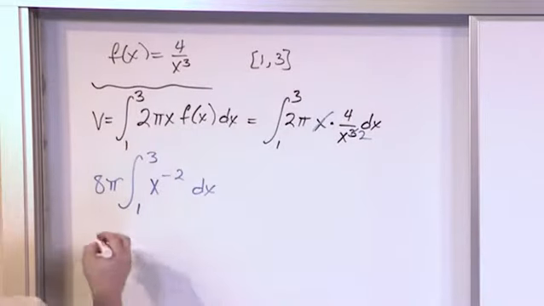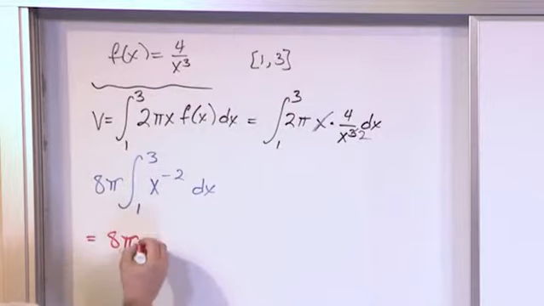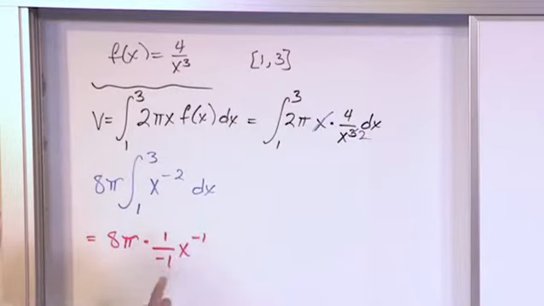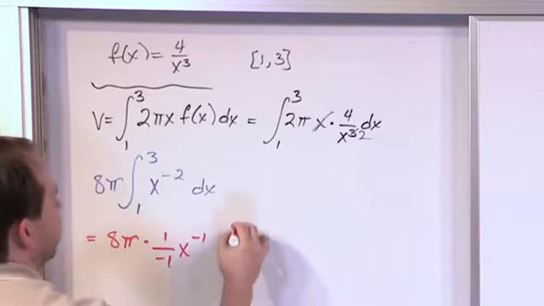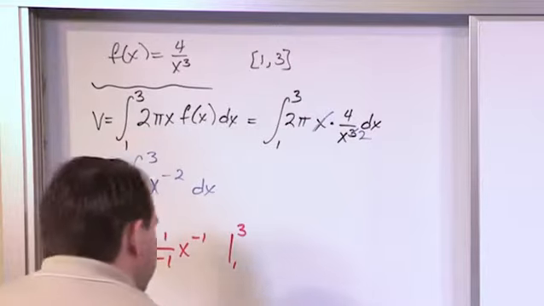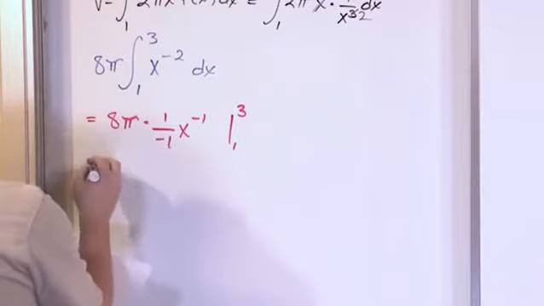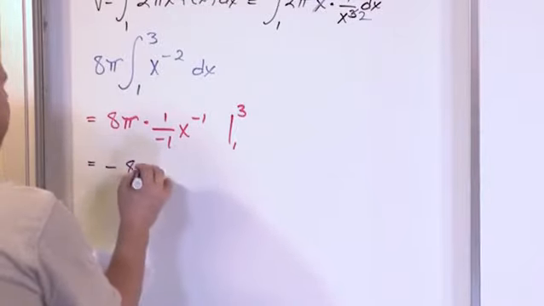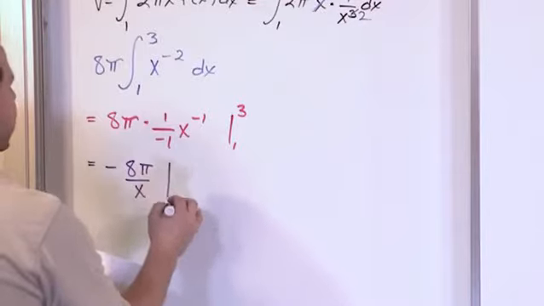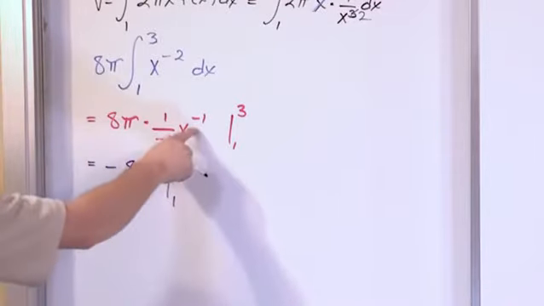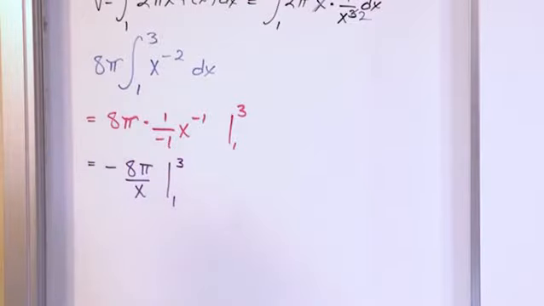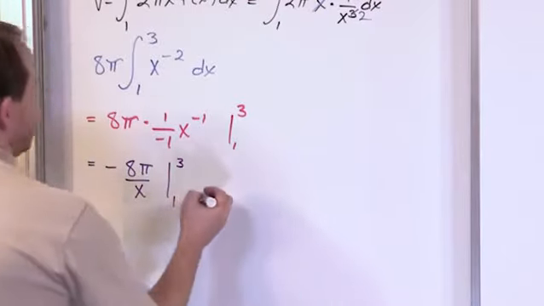So what you're going to have is 8 times pi times this integral, which is going to be 1 over negative 1, x to the negative 1. Because negative 2 plus 1, take the exponent plus 1, you get negative 1. So we get negative 1 in both places, and we're evaluating this from 1 to 3. All right, and so tidying this up just a little bit, this negative is going to give you negative 8 pi over x evaluated from 1 to 3. Negative 8 pi over x because the x is to the negative 1 power, so you can make it go downstairs again. And so this is what you have.